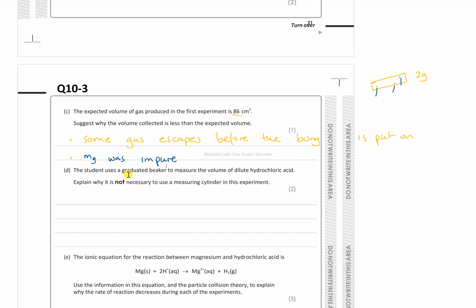Right. The student uses a graduated beaker. Graduated just means, look, you've got your beaker and it's got little marks on it to tell you how much you've put in or how much you've used. Yeah, that's graduated. Explain why it's not necessary to use a measuring cylinder in this experiment.